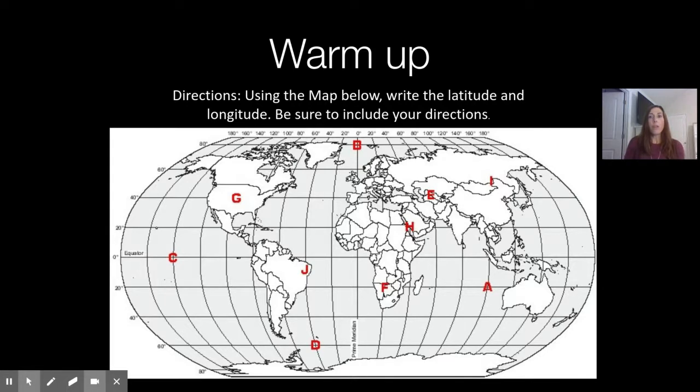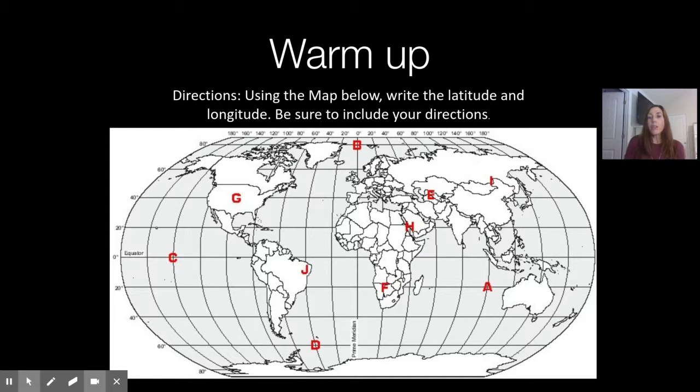However, just a couple reminders. You're going to be writing your latitude first and then your longitude. And those numbers are going to be separated by a comma. So, for example, I'll just do letter A with you. Letter A, if you notice, is located in the water just near Australia.